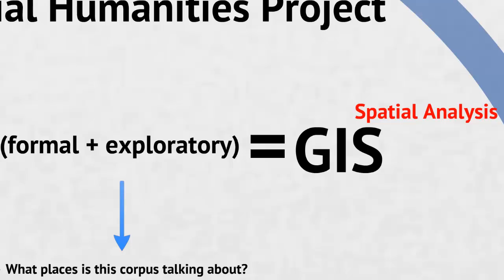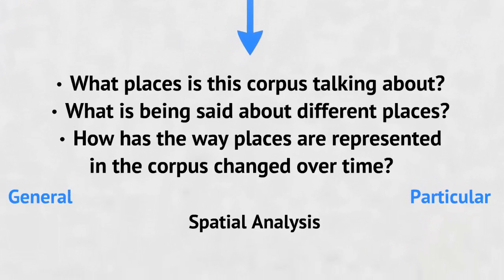This approach, we believe, will allow us to answer very important questions, such as what places this corpus is talking about, what is being said about different places, and how the way places are represented in the corpus has changed over time. These are very general questions that can be addressed with spatial analysis. But there are also more particular questions that we can address depending on the corpus that we are analyzing, as I will show you in a bit in an example.